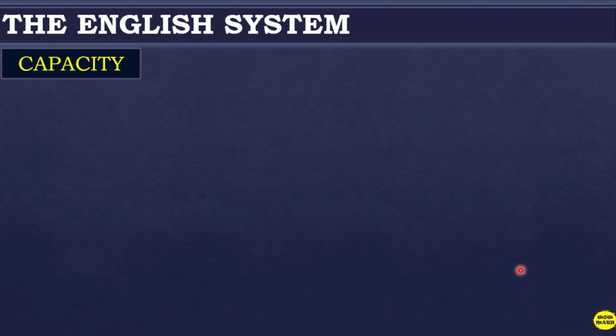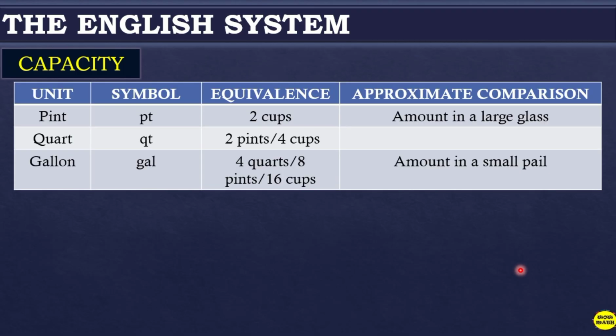Next, let's proceed to the weight measures of capacity in the English system. So ito naman po ang kanyang table of equivalence. We have the units pint, quart, gallon. So this is read as pint, okay? Where the symbols are PT, QT, and gal.